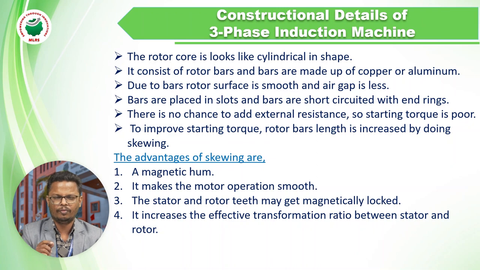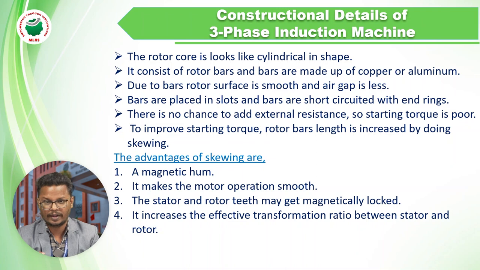So here we are making a skewing. We make the bars inclined at some angle theta, so that inclination makes the bars' length increase. So the resistance will increase, and the starting torque also increases. This process is called skewing.